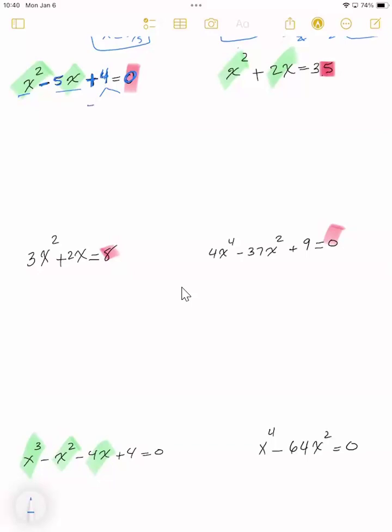That tells me the factors must be negative. Negative times negative is positive. Negative 1 times negative 4 is positive 4. If I add negative 1 and negative 4, I do get negative 5. So those are my factors.